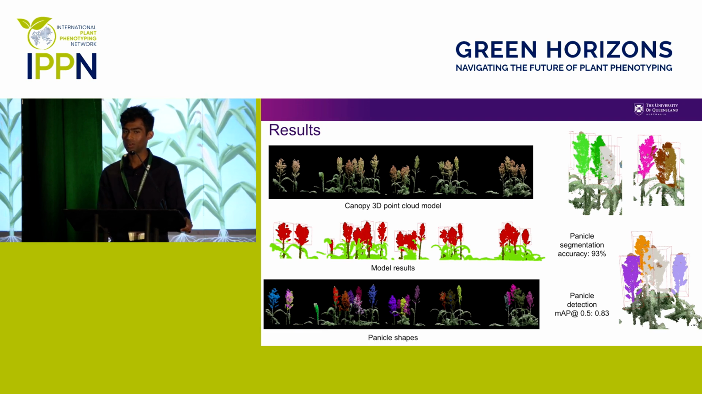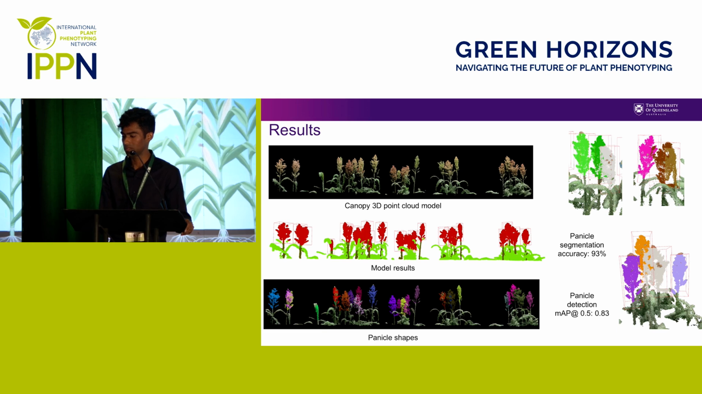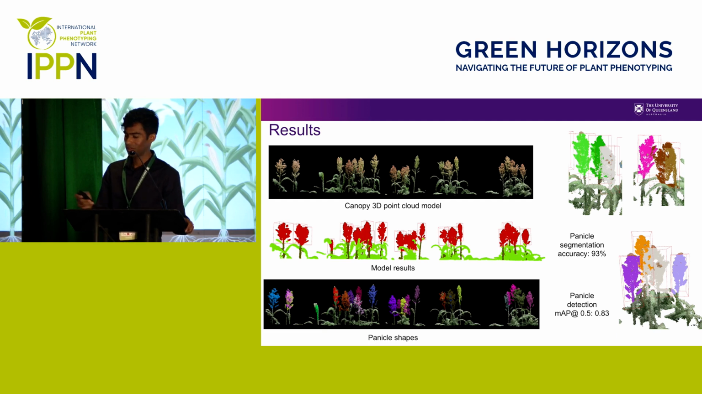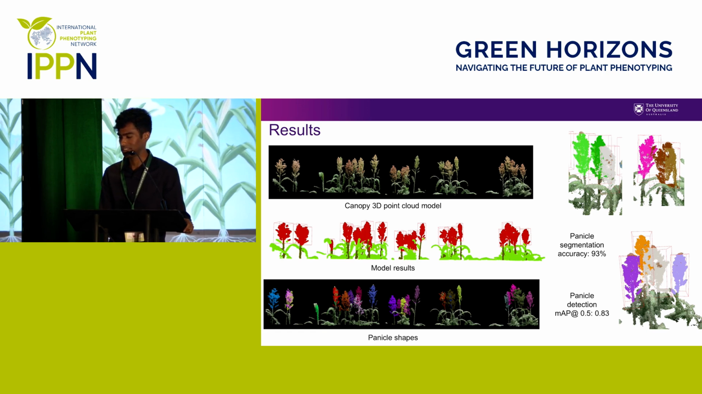So we found that the models which we trained on our synthetically generated data sets can generalize relatively well to real point clouds. It can detect all the panicles at 0.5 IOU with a mean IOU of 0.83, and the segmentation accuracy for the panicle pixels is 93%.